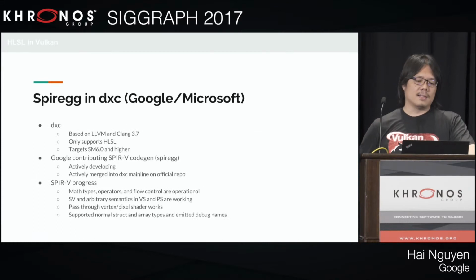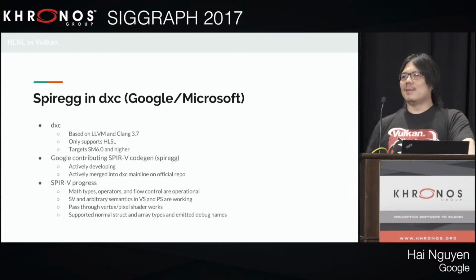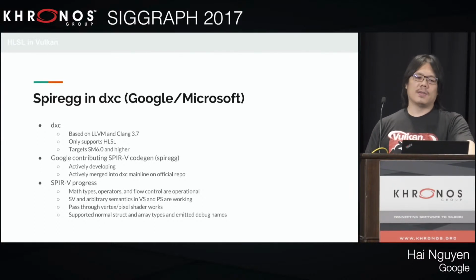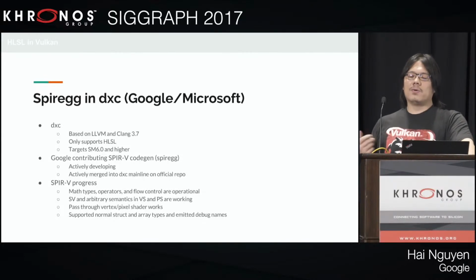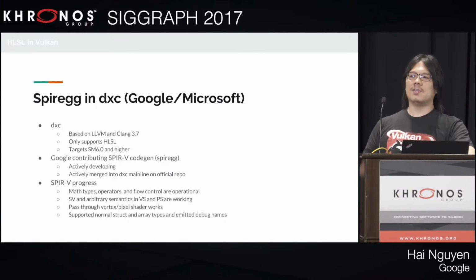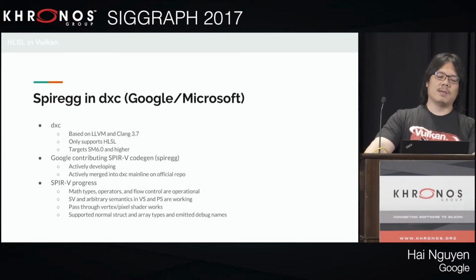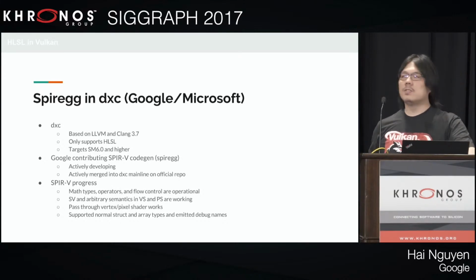And lastly, which is why I'm up here, if you haven't heard of DXC, it's Microsoft's open source HLSL compiler for Shader Model 6. And Google is contributing a backend to it that has adopted the moniker SPIR Egg. If you're familiar with the history of Clang and GCC, then you know where the name comes from. DXC is based on LLVM and Clang 3.7. It only supports HLSL, and it targets only Shader Model 6 and higher. As I said, Google is contributing the SPIR-V backend to it.